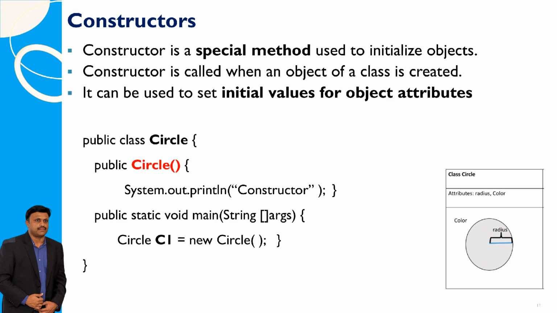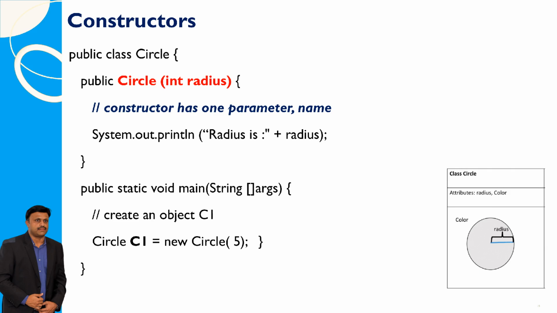of a class is created. It can set initial values for object attributes. In the example, the Circle class includes a constructor that prints constructor when a new Circle object is created. Circle class includes a constructor that takes an int parameter for the radius and prints it. In the main method, an instance of the Circle class is created with a radius of 5, which triggers the constructor and displays the radius.